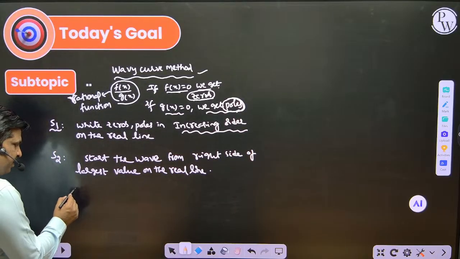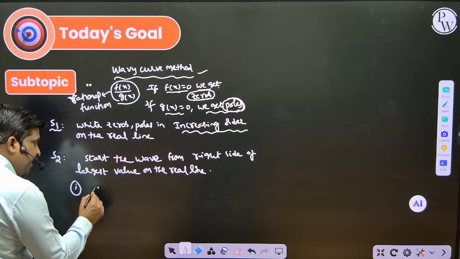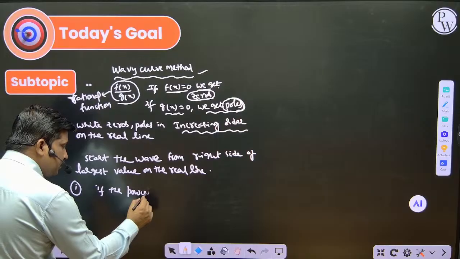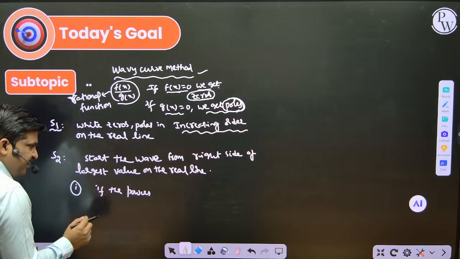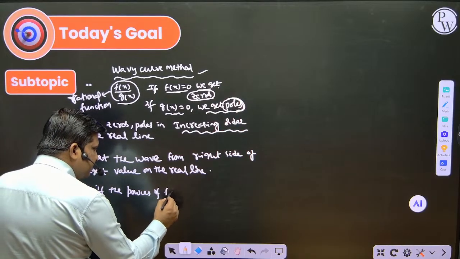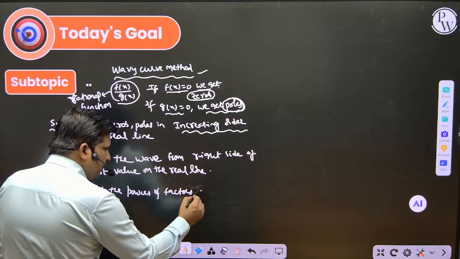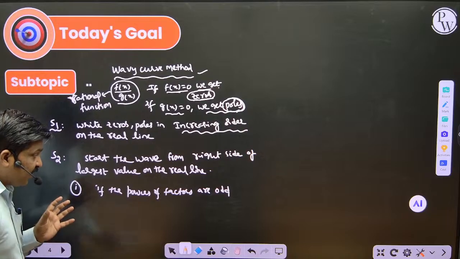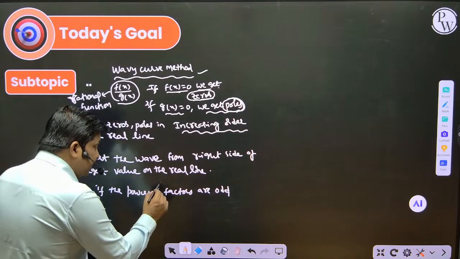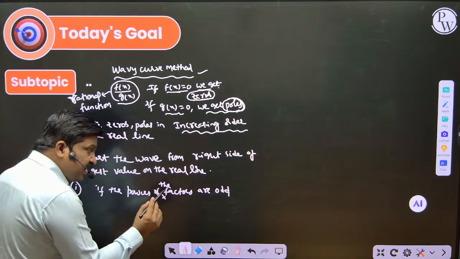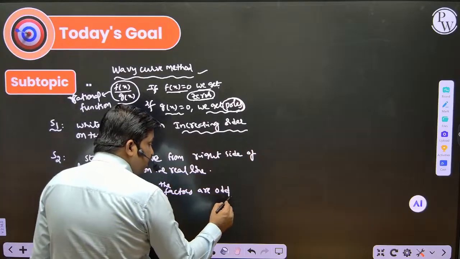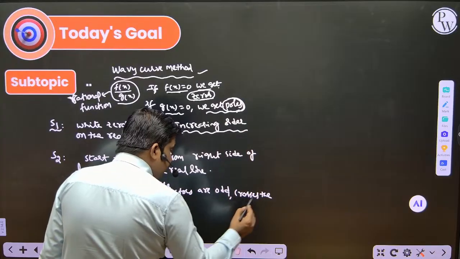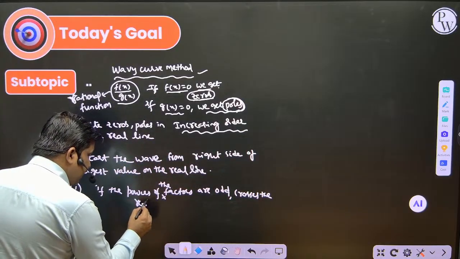Now see number 1. If the powers of the factors are odd, the wave crosses the real line.